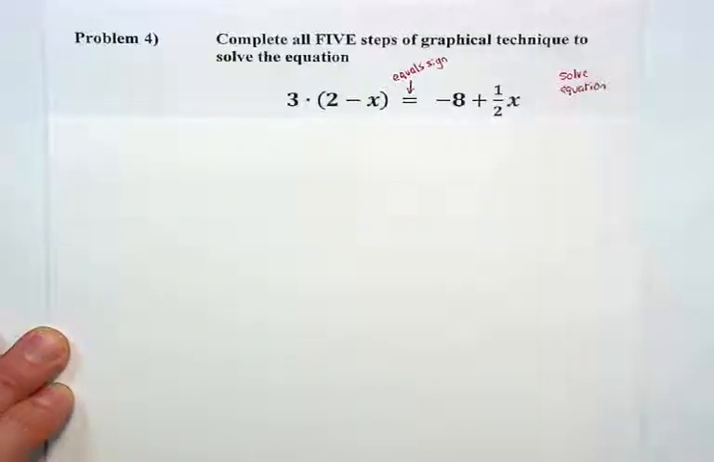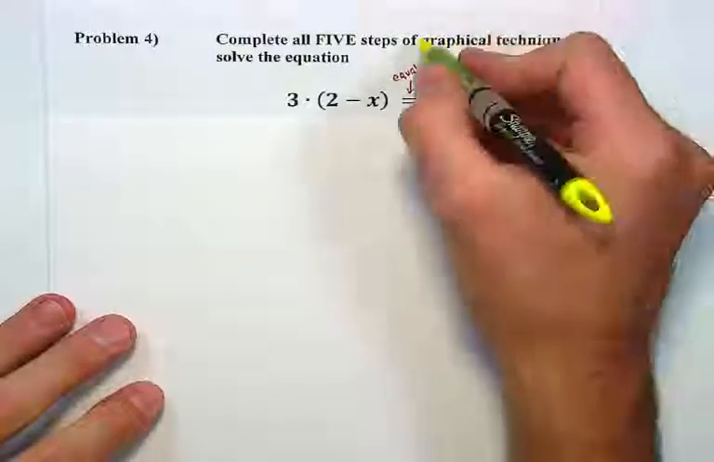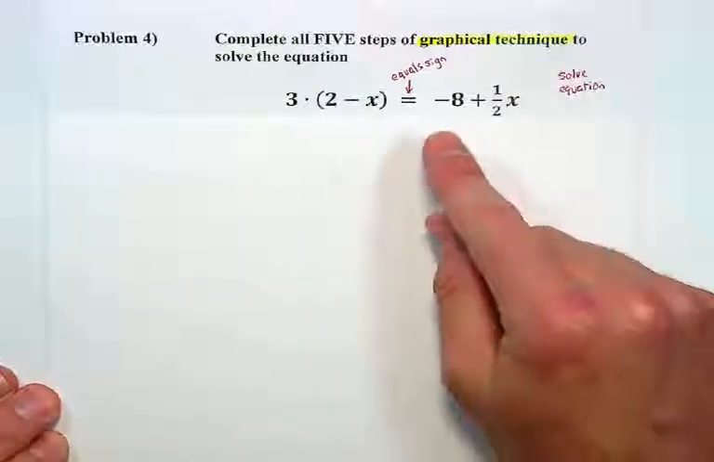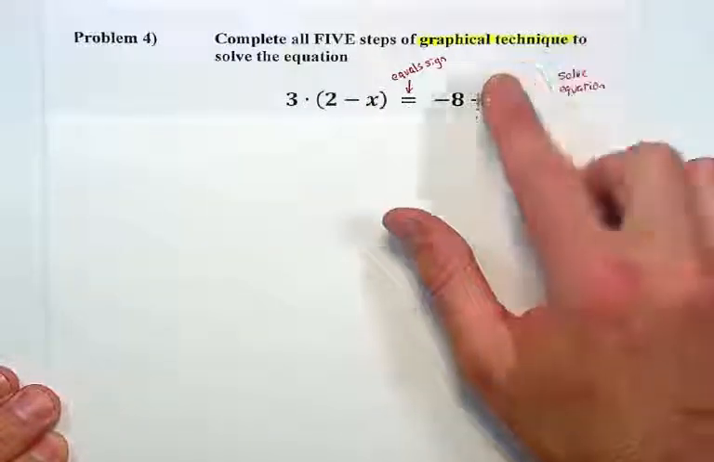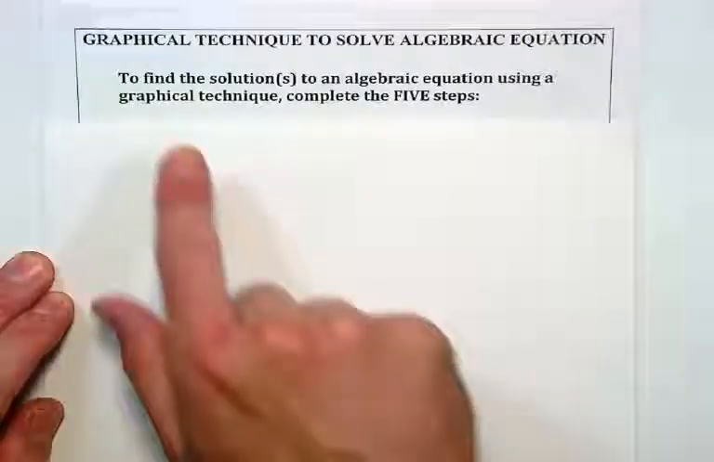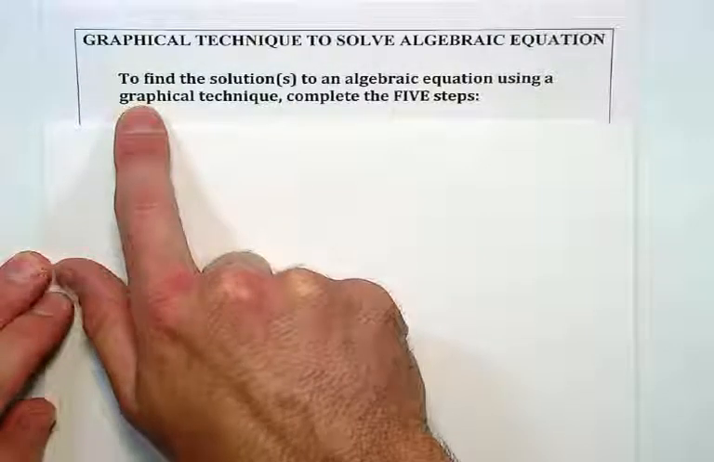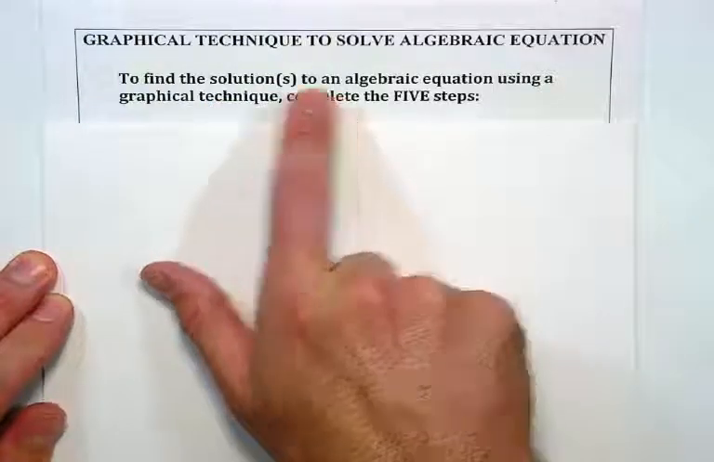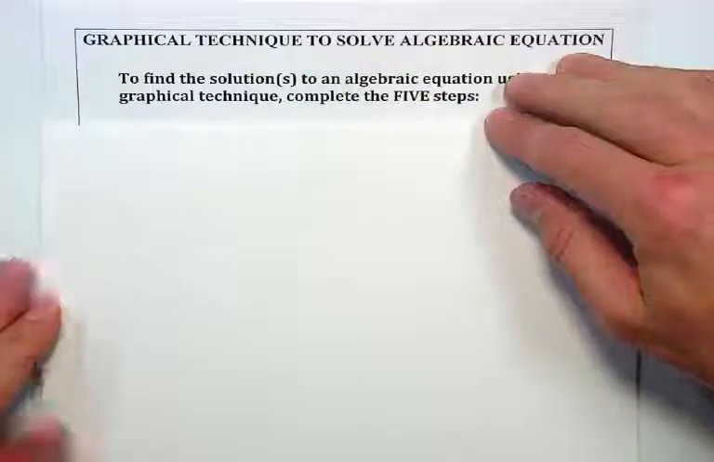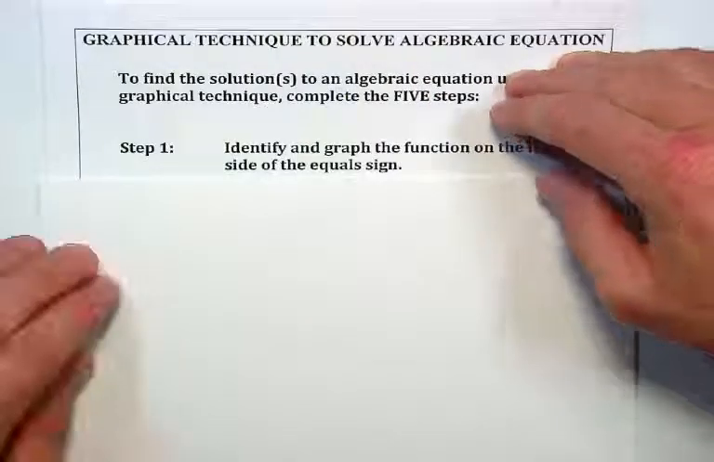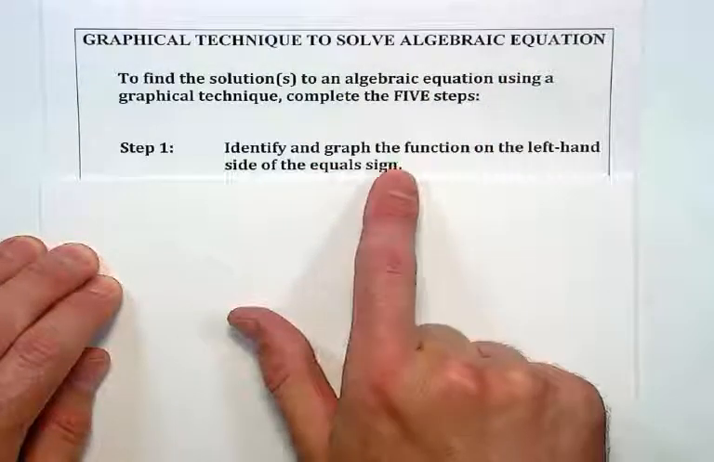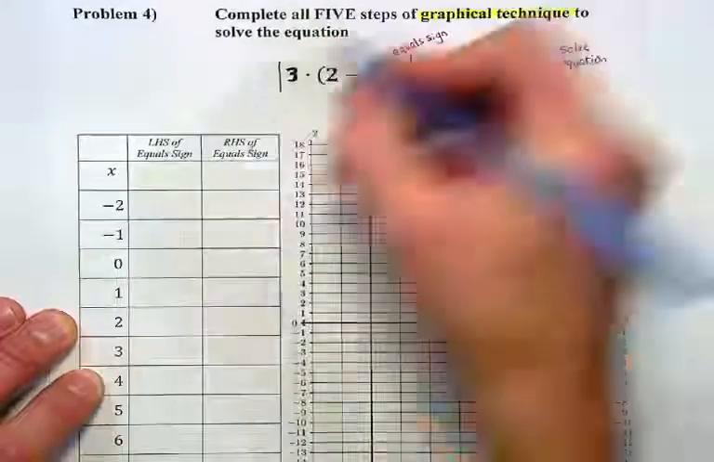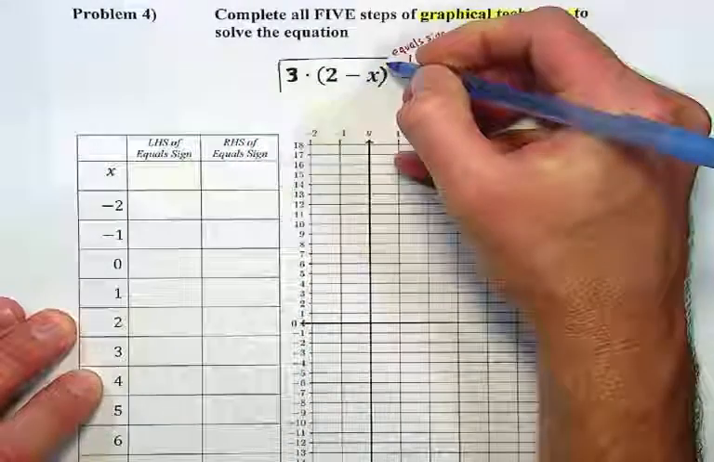Not only are we going to solve the equation, we're actually told what technique we're supposed to use. Before we jump in, let's do a quick recall of the steps of a graphical technique. We remember from our previous work that to find the solution or solutions, there may be more than one, to an algebraic equation using a graphical technique, we're going to complete 5 steps. Step 1 is to identify and graph the function on the left-hand side of the equal sign. We're told that we need to identify and graph the left-hand side of the equal sign.